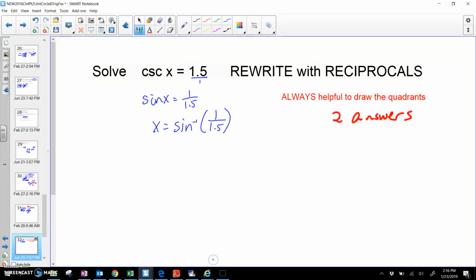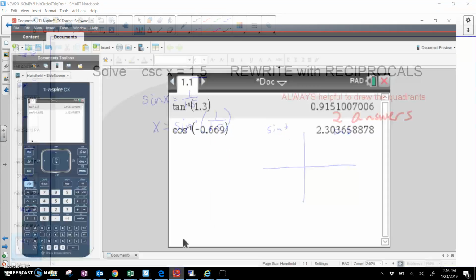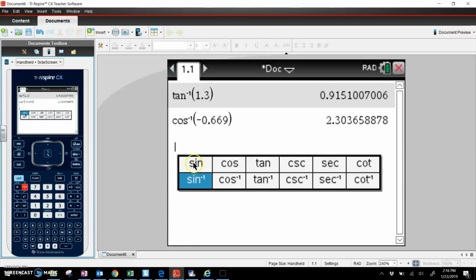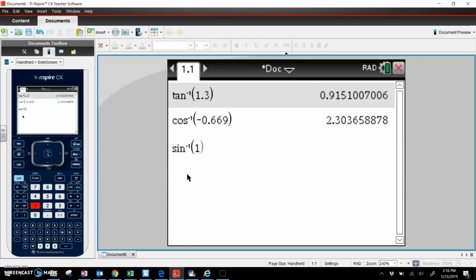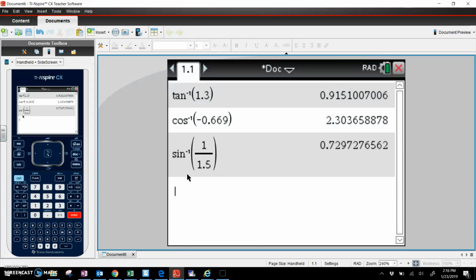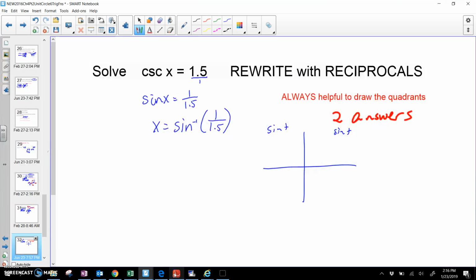Now we are talking about when sine is positive, so we should be looking for an answer in quadrant 1 and quadrant 2 because it's my y value. I'm going to go to my calculator. This time I'm going to do sine inverse of 1 divided by 1.5, and I get 0.73, rounded this time. So I got x equals 0.73, which does in fact fall in quadrant 1. That's nice because it is a reference angle as well.